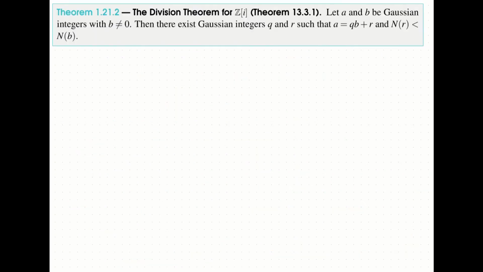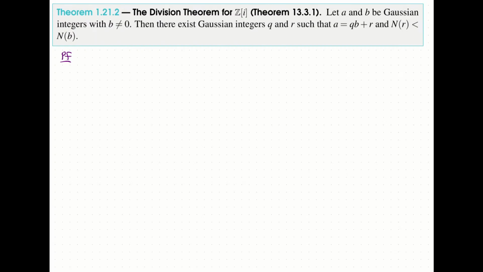So let us now go ahead and prove the division theorem for the Gaussian integers. The statement is that if we have Gaussian integers a and b with b not equal to 0, then we can find Gaussian integers q and r such that a is equal to q times b plus r, and we have that the norm of r is less than the norm of b. So here's the proof.